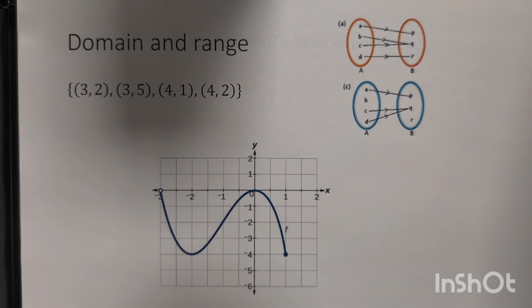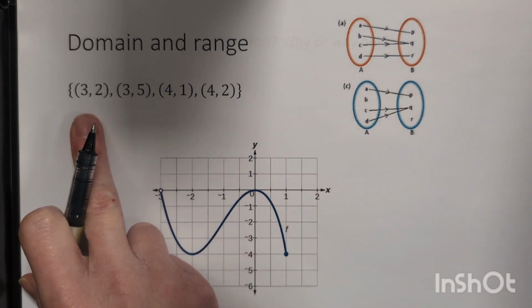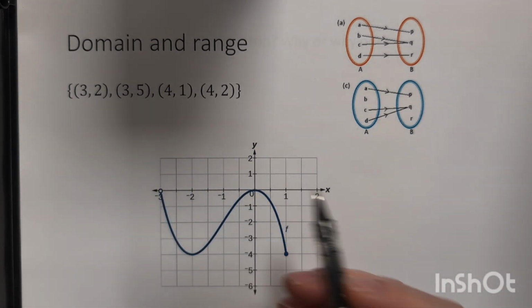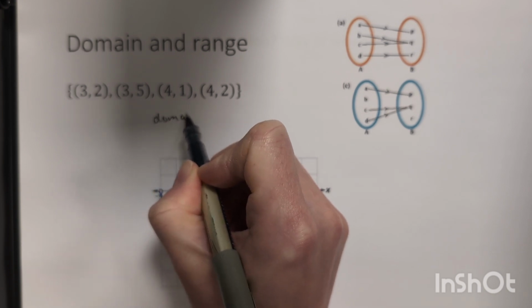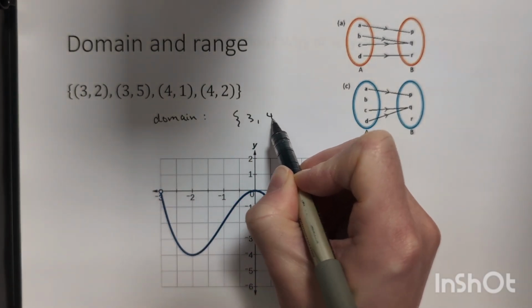Look at domain and range. To be a little bit more clear, as a practice, the domain and range of these, even if they are functions or not, we can still have domains and ranges. The domain is all the inputs here in the ordered pairs. That's the first one, the x. So we have the set 3 and 4.